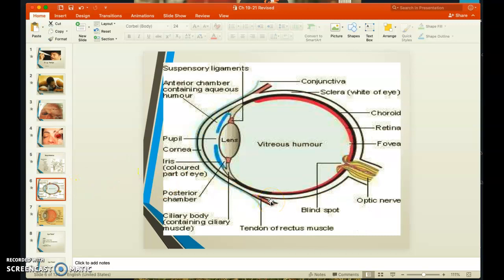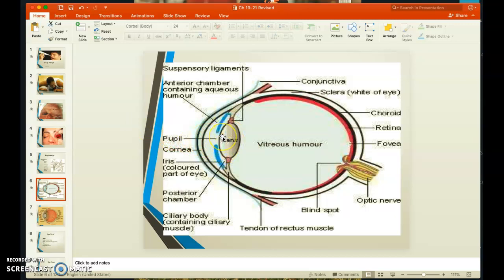The eye itself has a few main parts. Number one, we've got the sclera. The sclera is the white of the eyes. We've got the lens that is held up by these suspensory ligaments. So the lens can get stretched, it can become more compact, but the lens helps focus the light as it comes through.